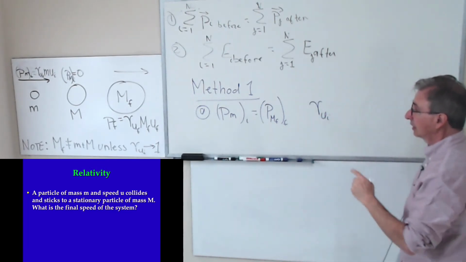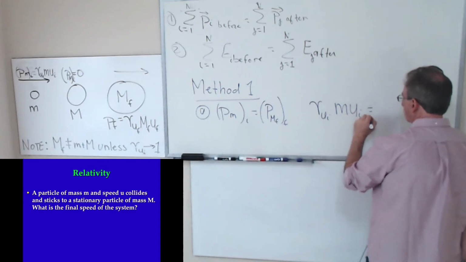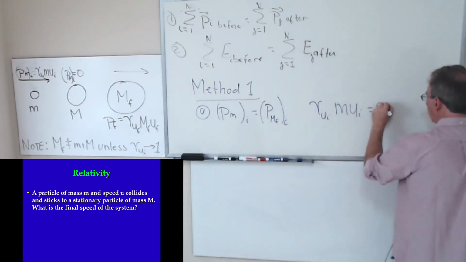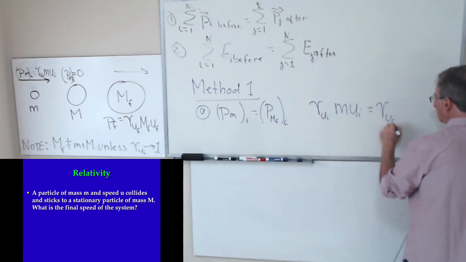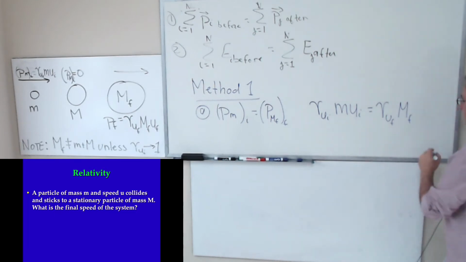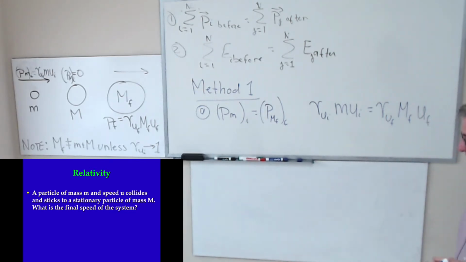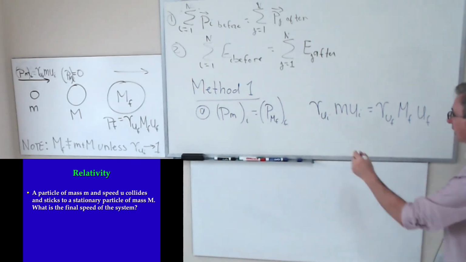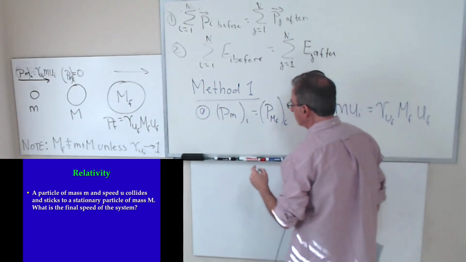Or I can write it this way. I can write it as gamma sub u initial, m, u initial, equals gamma sub u final, our final composite mass, times the final speed of our composite particle. So I can write it either way. So I'll leave those as is.